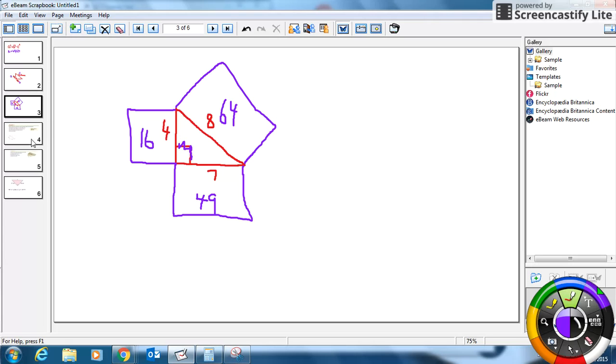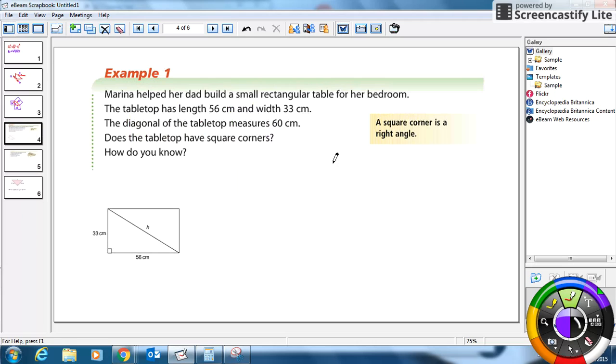Okay, there you go. Let's try another question here. Check this out. Marina helped her dad build a small rectangular table for her bedroom. The tabletop has a length of 56 centimeters and a width of 33. The diagonal of the tabletop measures 60 centimeters. Does the tabletop have square corners? Hint: a square corner means right angle.